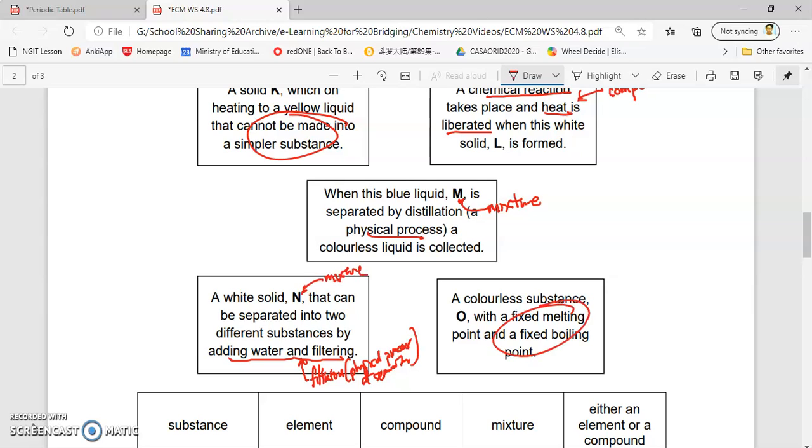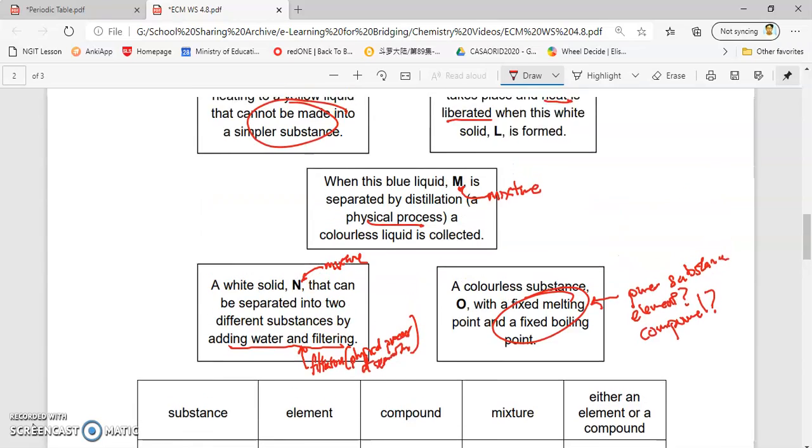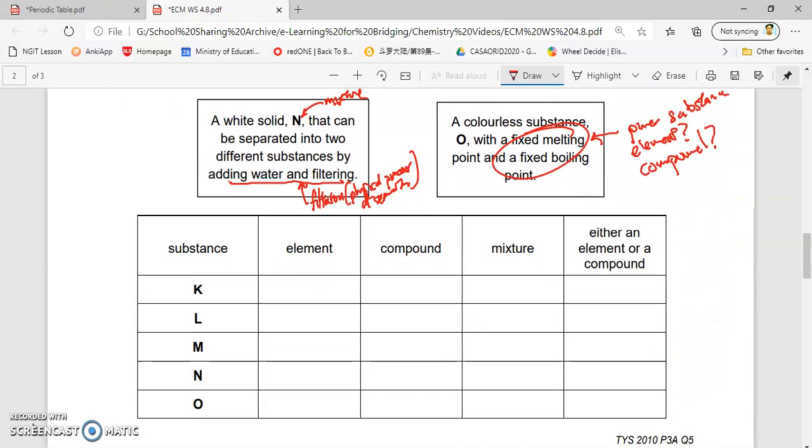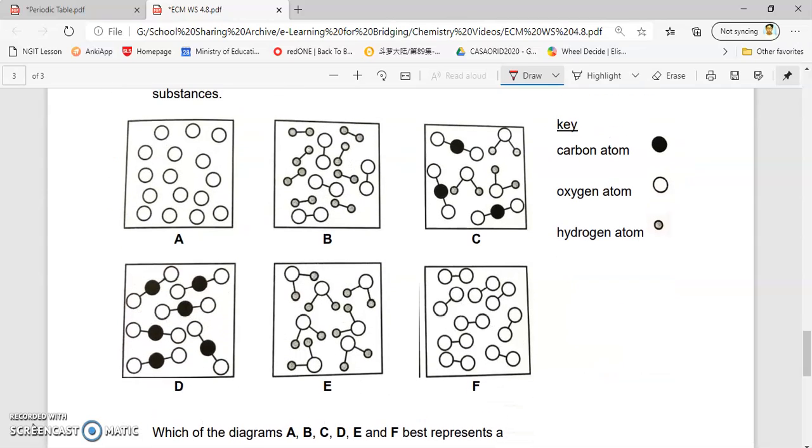Colorless substance, fixed melting and boiling point. As mentioned, this is a pure substance. We do not know whether it is an element, and we do not know whether it is a compound. So therefore, this one can be either. As such: element, compound, mixture, element, compound, mixture, and it's a mixture. And the last one can be either compound or element. Okay, so we're done with two questions already. So far, both are from the ten-year series, so you're actually doing O-level questions.